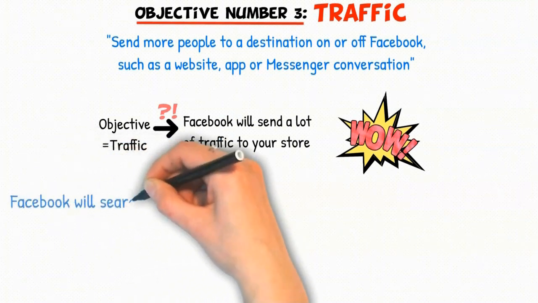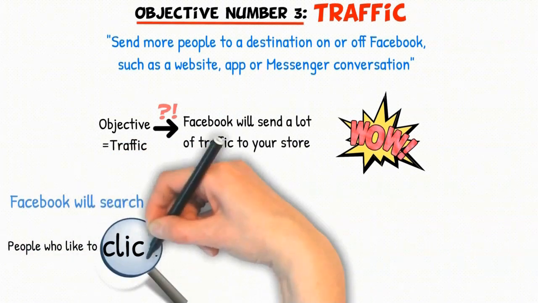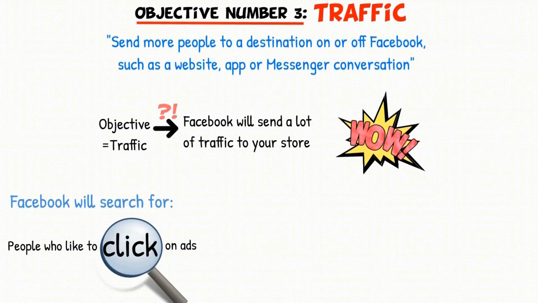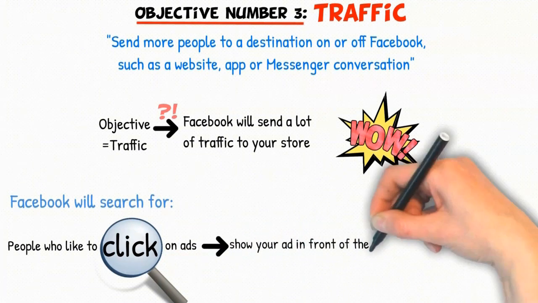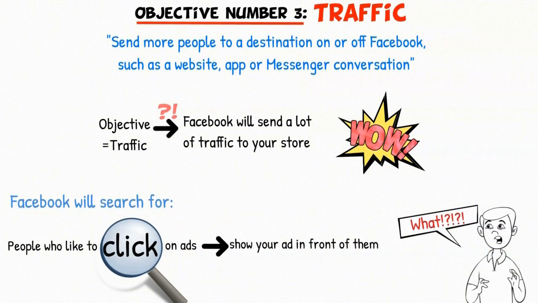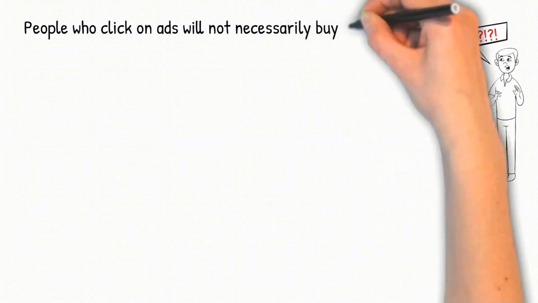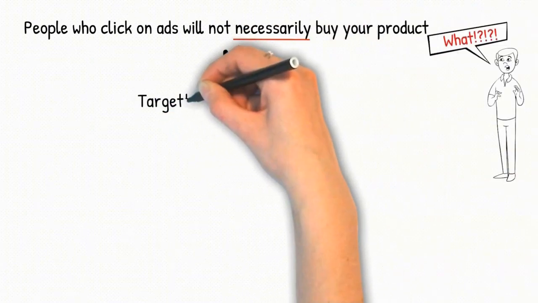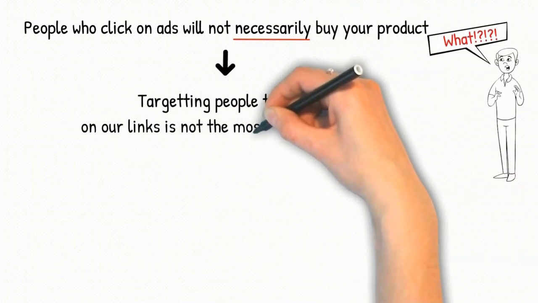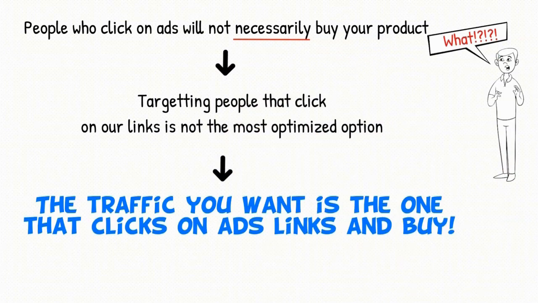When you pick this objective, Facebook will search in its directory for people who like to click on ads and will show your ad in front of them. Well, don't be surprised. At the end, that's what you asked Facebook to do. You asked Facebook to give you traffic, but this is not what you want, right? Because we all know that people who click on ads will not necessarily buy your product. So targeting people that click on your links is not the most optimized option. The traffic you want is the one that clicks on ads, then buys your product.